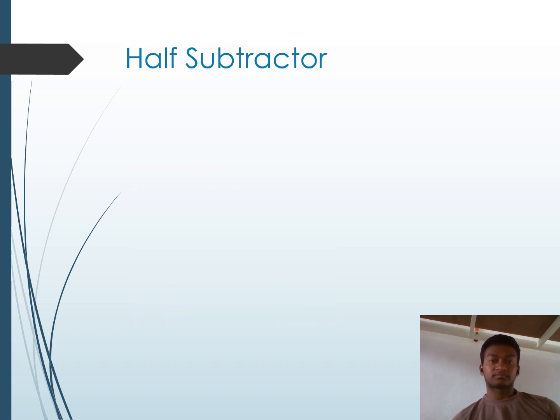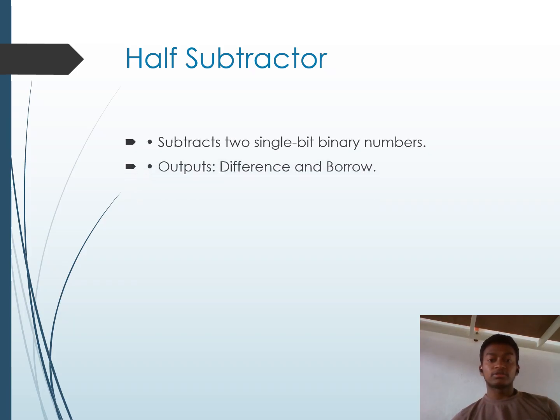Half subtractor. We have seen the half adder. Now this is the half subtractor. A subtractor subtracts two single-bit binary numbers, and it produces difference and borrow. And this is the circuit of the half subtractor.